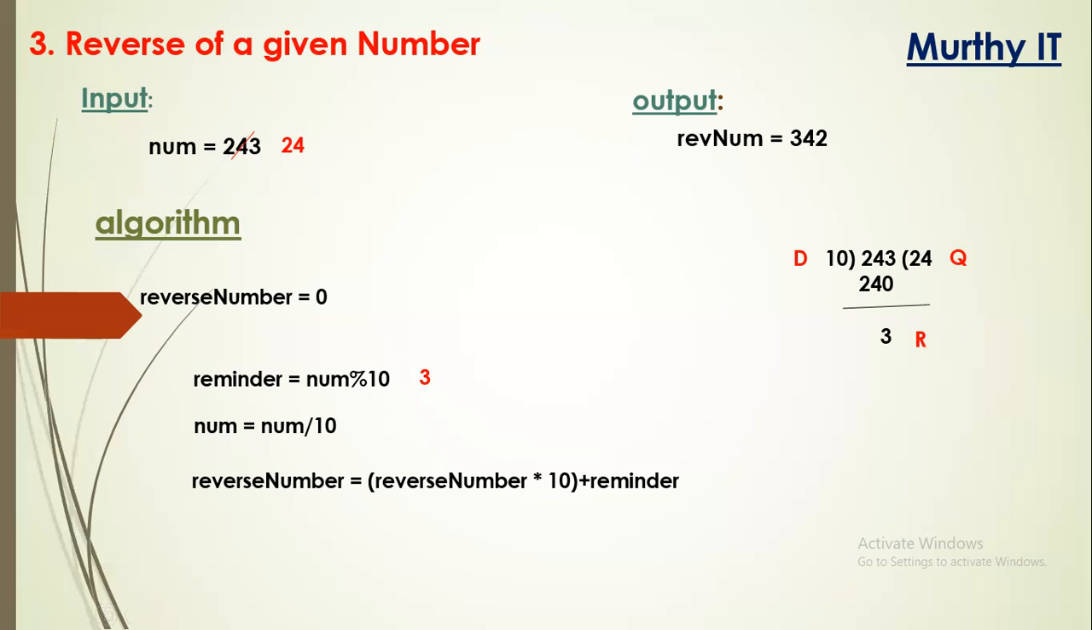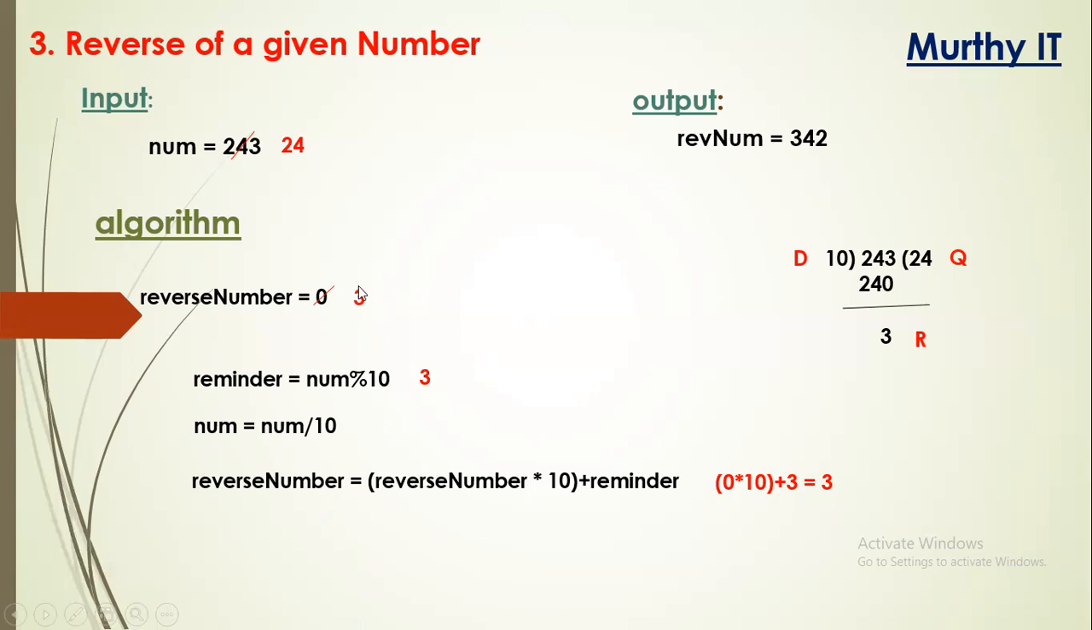Got my point? Now we do reverse number equal to reverse number into 10 plus remainder. In reverse number, what value is there? 0. So 0 into 10 plus 3. 0 into 10 is 0, 0 plus 3 is 3. So in reverse number, 0 is replaced by 3.